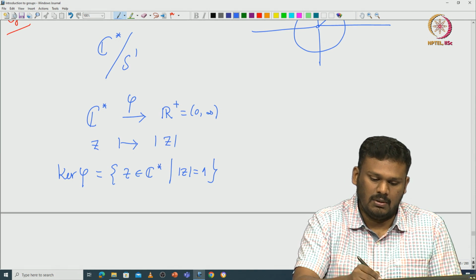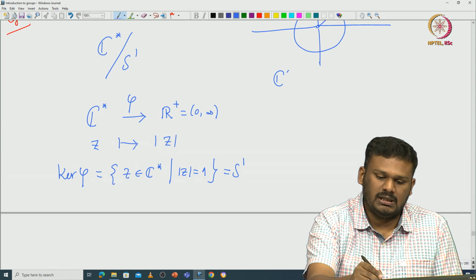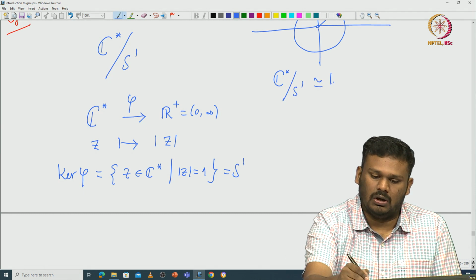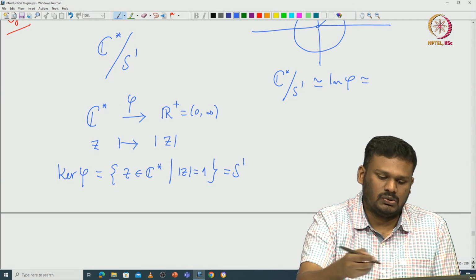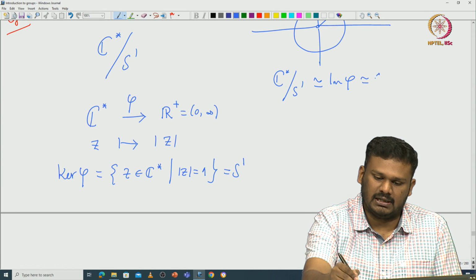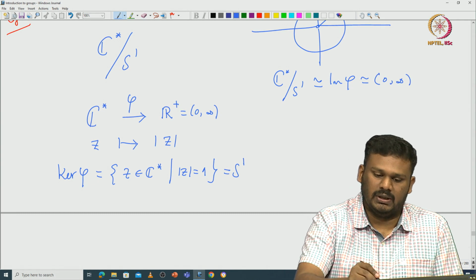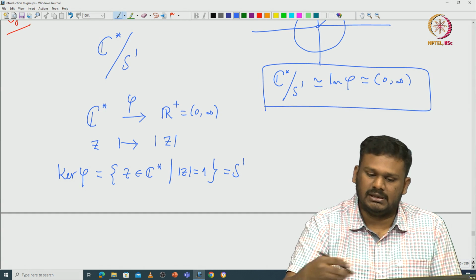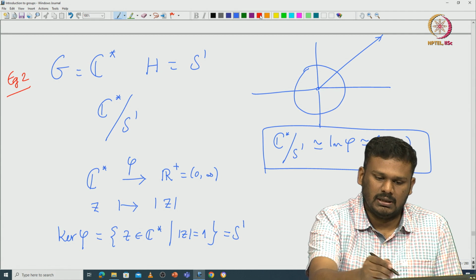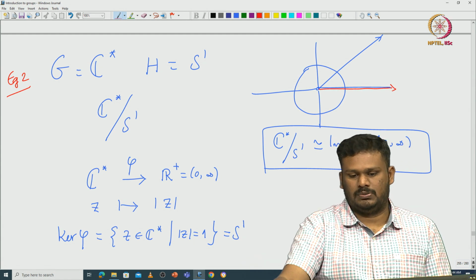So this is exact. But what is this? This is exactly S1. Okay. That means C star modulo S1 is isomorphic to the image of phi, and it is not hard to see that the image is full, it is surjective. So this is exactly isomorphic to (0, infinity) with respect to multiplication. You can see that that is the ray that we are choosing. Okay. For example, if you choose this particular ray, this is a group with respect to this.